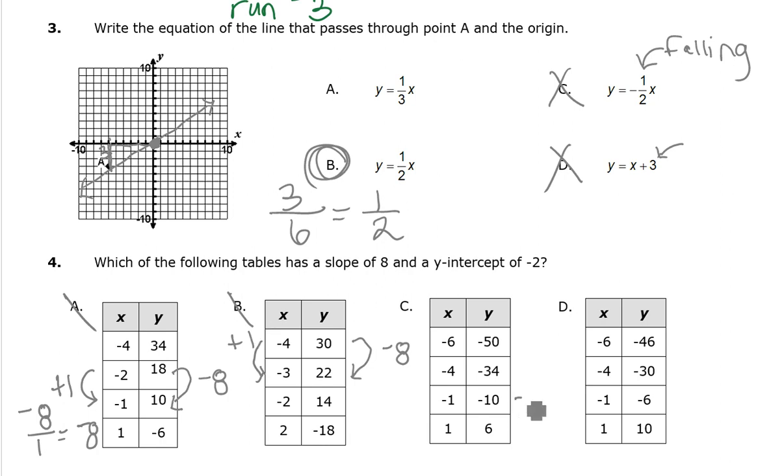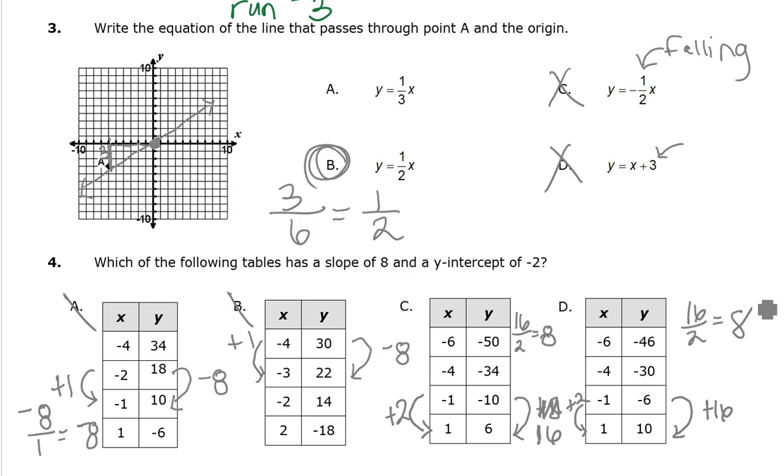Okay, from -10 to +6 is increasing by 8. I'm sorry, is increasing by 16. And my x value is increasing by 2. So 16/2 does give me 8. So C is a possibility. And you can see D is the same. Or, I'm sorry, from -6 to 10 is +16. -1 to 1 is +2. So 16/2 again gives me 8. So it's either C or D.